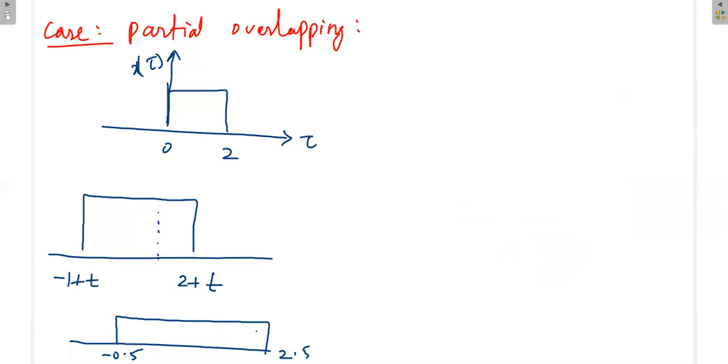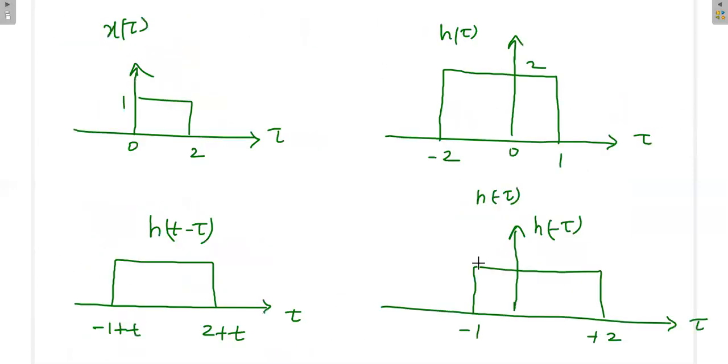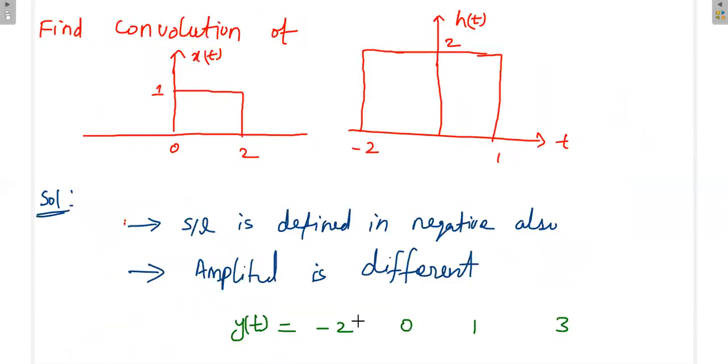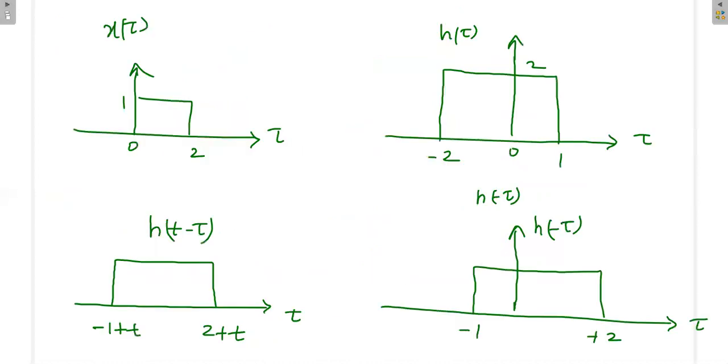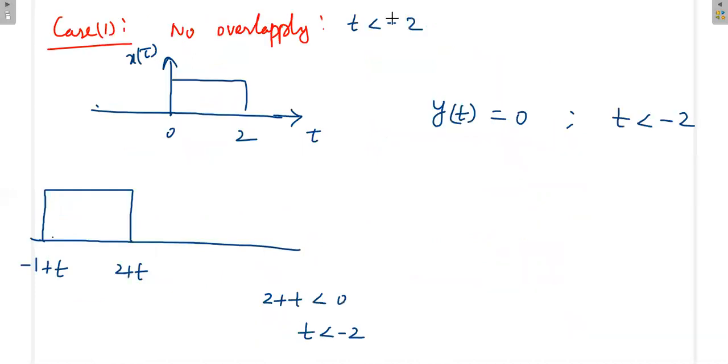if you have a doubt, you can also verify with this, because we have already got the limit values, so you can compare. The answer that I just now derived will definitely not match with this one. So then what is the correct answer for partial overlapping?